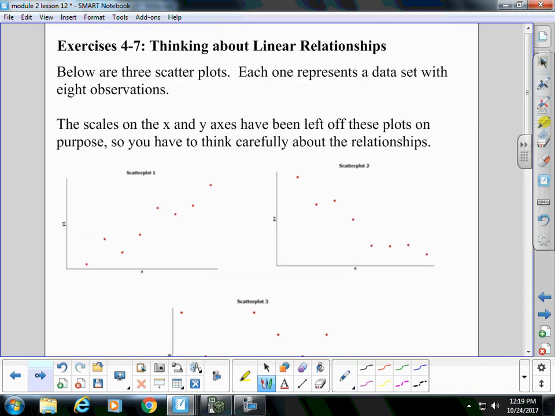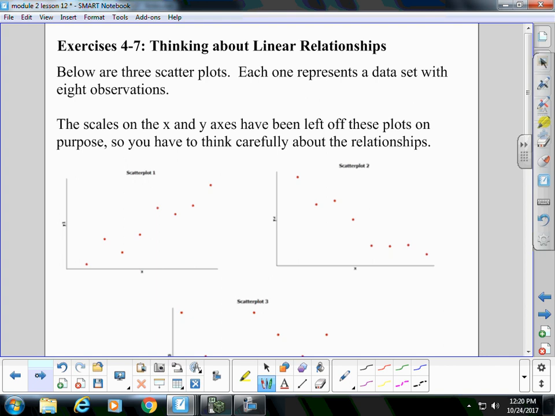Okay, moving on. So exercises 4 through 7, thinking about linear relationships. Below are 3 scatter plots. Each one represents a data set with 8 observations. Okay, so there's 8 points on each. That's what the 8 observations mean. There's 8 points on each graph.